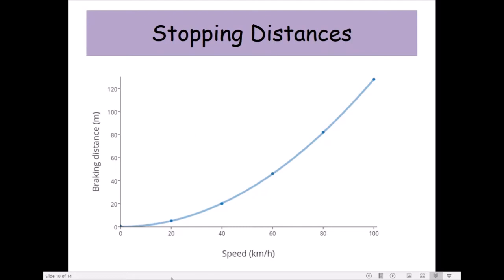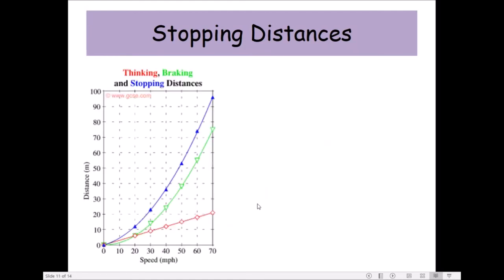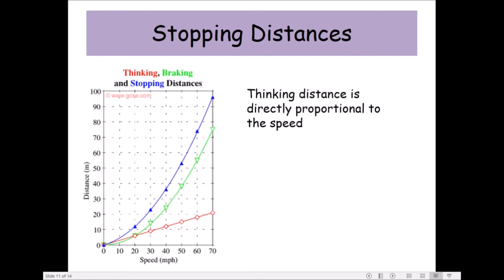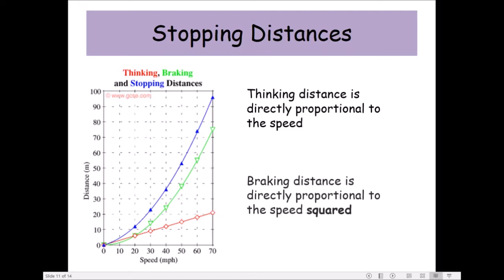Okay, now if we sort of show both of these together, the red line there, that's the thinking distance, the green line is the braking distance, and the blue line is showing them added together. And so that's showing you how the thinking, braking and stopping distances go up. Just to sort of summarise it all again, thinking distance is directly proportional to the speed. Braking distance is directly proportional to the speed squared.